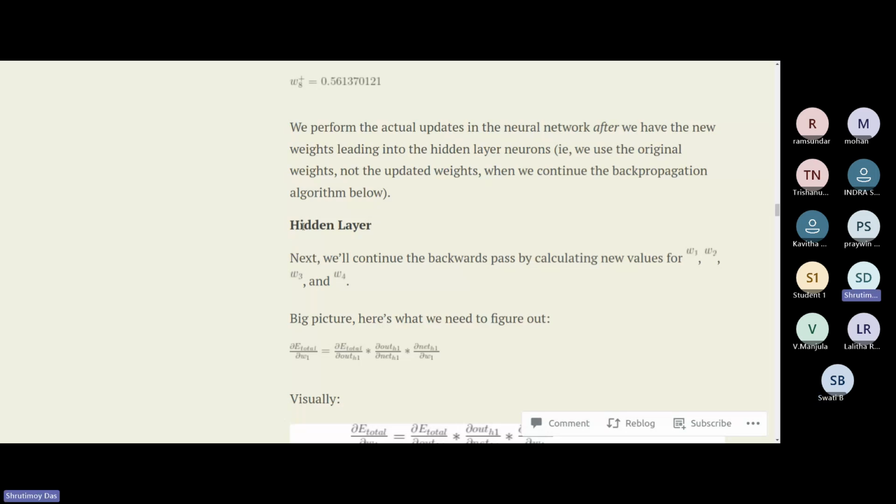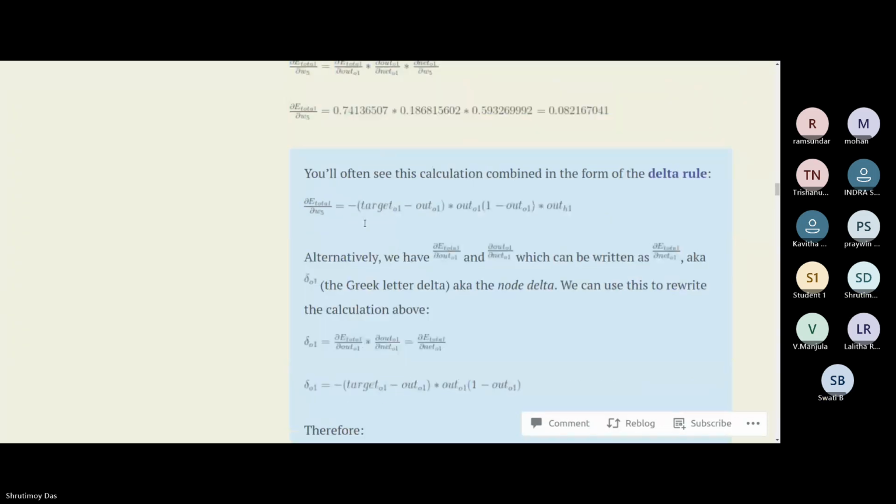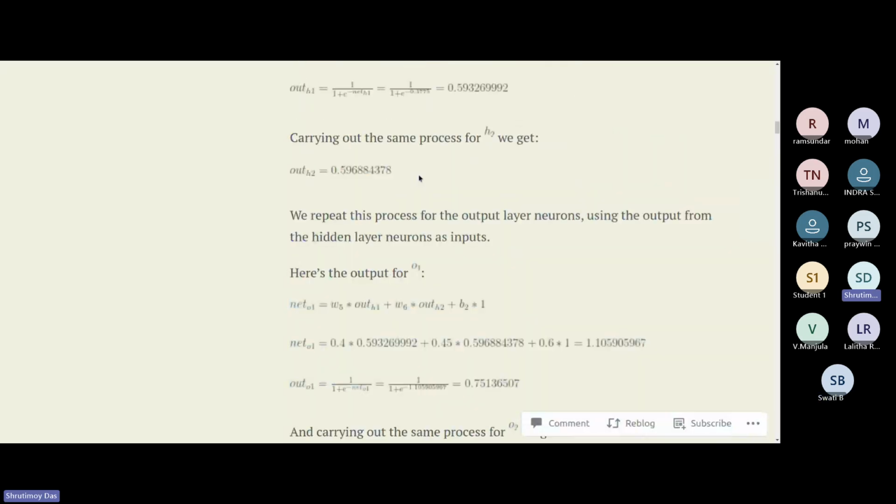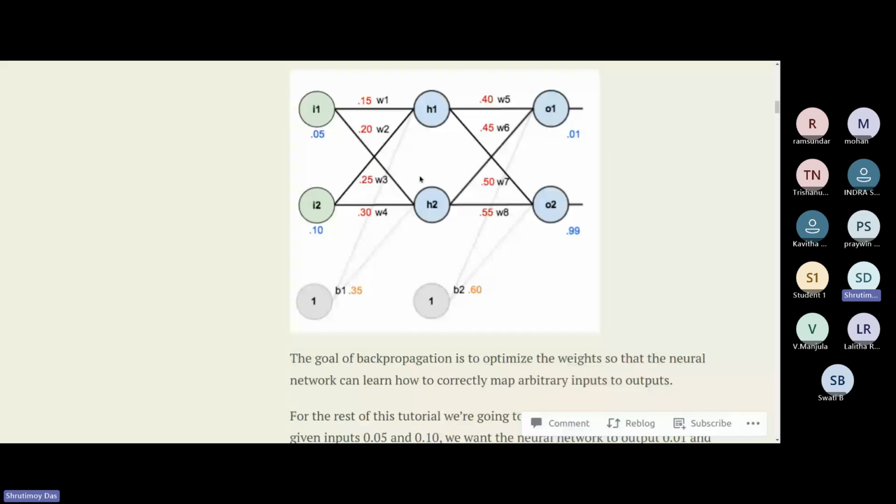So if we go back here, let us see. Suppose you are interested in updating your parameter W3. In gradient descent, you update all of your parameters. So suppose you are updating your parameter W3 as shown here.